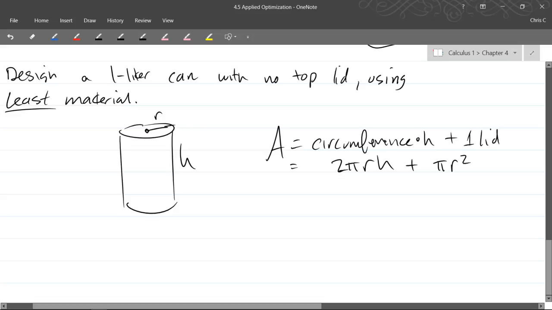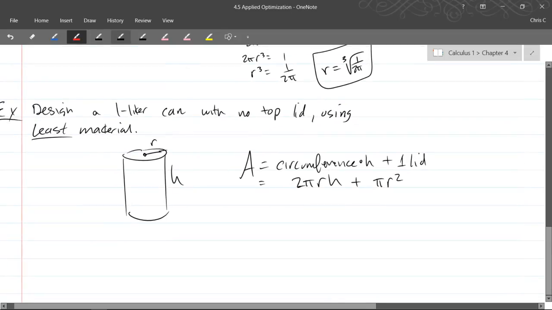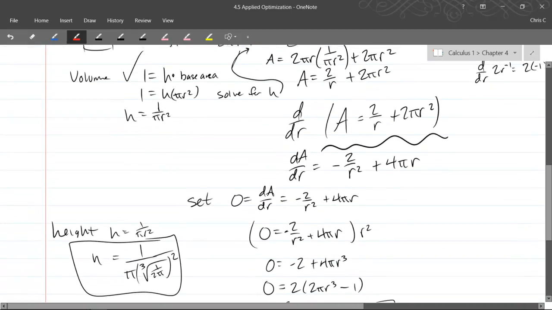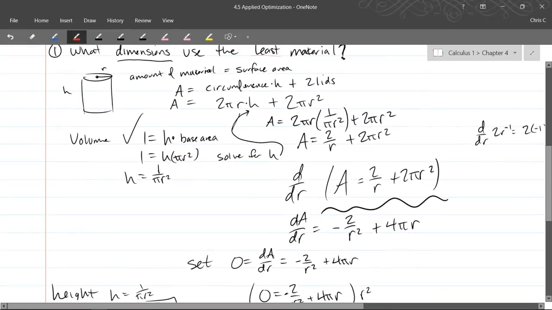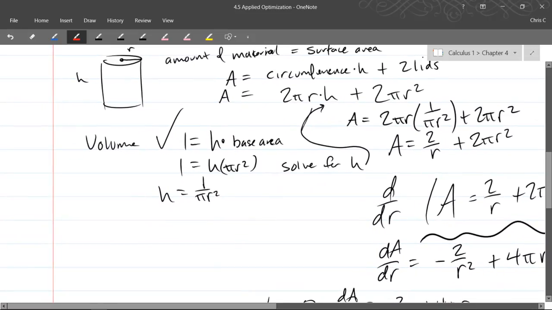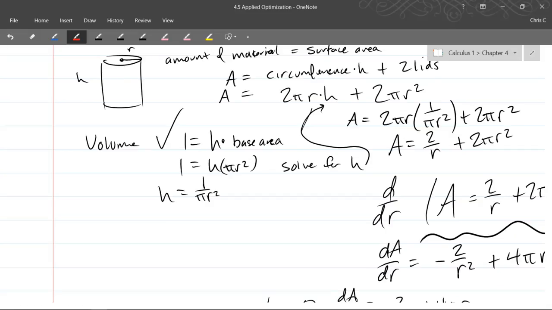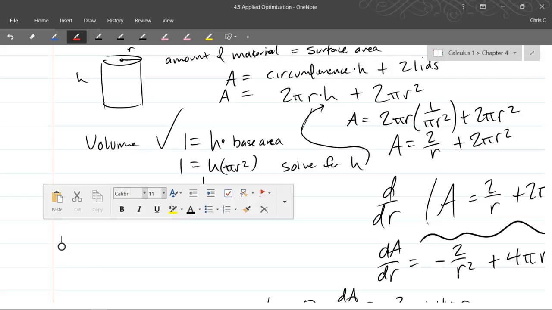So now I want you to finish this problem. It's almost exactly the same as the last one. Before you take the derivative, what do you have to do first? So we have to use the 1 liter property, and get it down to either just h's or just r's. Last time we got down to r's, so let's get crazy and get h this time instead.